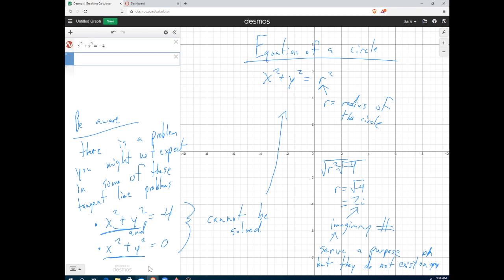Now, what's the issue here? Oh, hold on. Let me go back to draw. I'll change the color so you can really see it. What's the issue here?